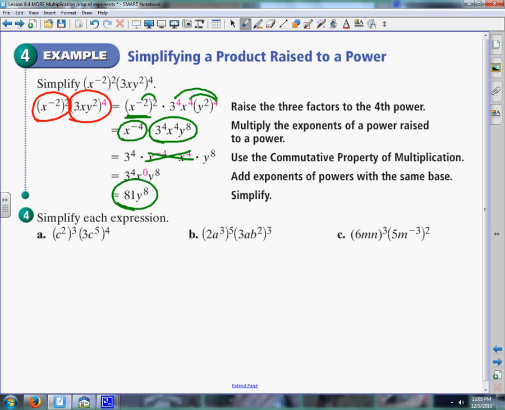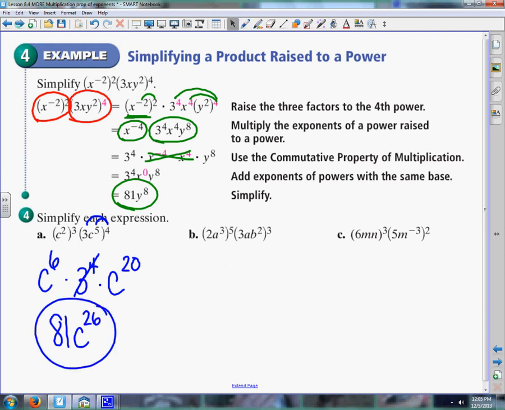So let's try A, and then you guys can do B and C and check. So c squared to the 3rd power is going to be c to the 6th times 3 to the 4th times c, so I'm distributing and putting the 4 with the 3 and the 4 with the 5. C to the 5th to the 4th is c to the 20th. So now you do 3 to the 4th power, which is 81. I'm going to put that out front. And then I have c to the 20th and c to the 6th, so that becomes c to the 26th. So try B and C, and then we'll correct.